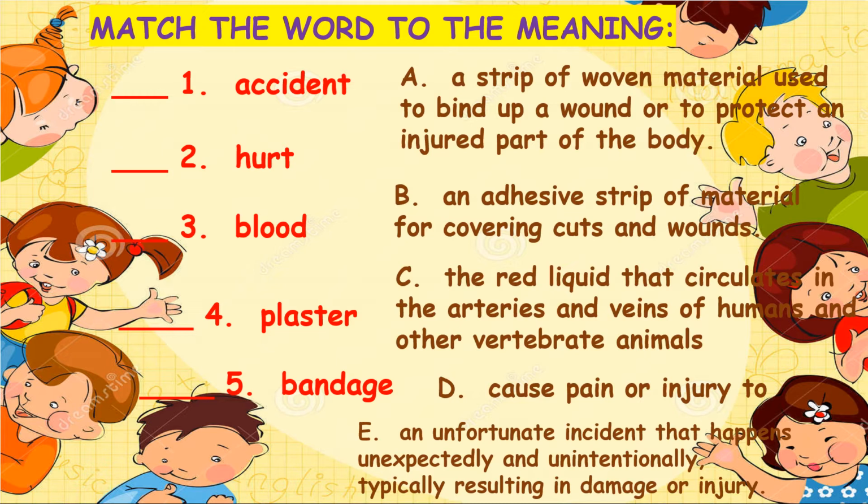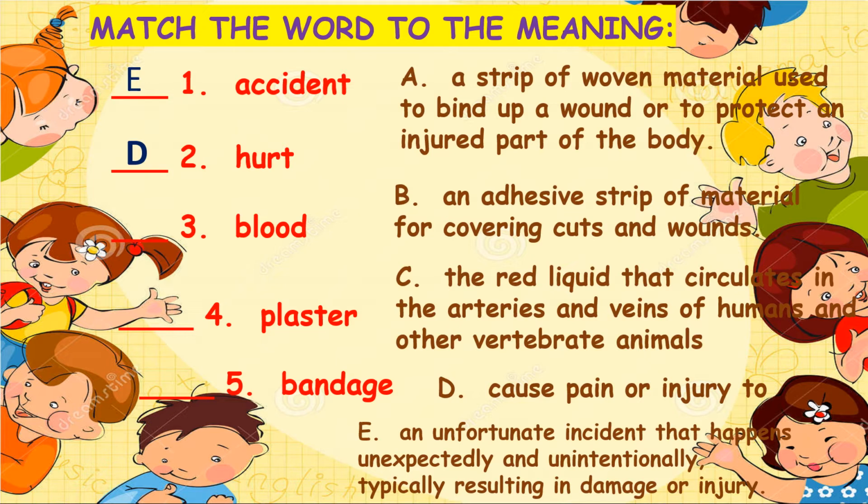Let us test how well you understood the vocabulary words. Let us match the word to the meaning. The first word is accident. Accident means letter E, an unfortunate incident that happens unexpectedly and unintentionally, typically resulting in damage or injury. Number two, hurt. Letter D, cause pain or injury to.